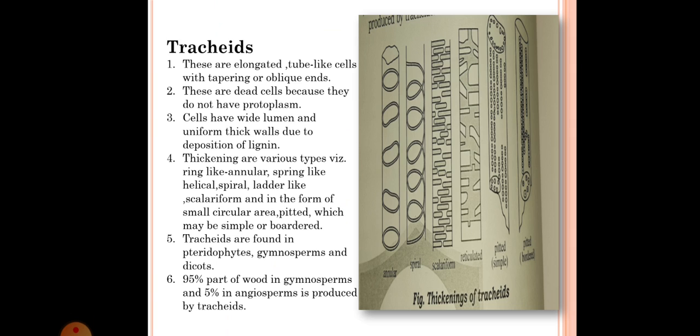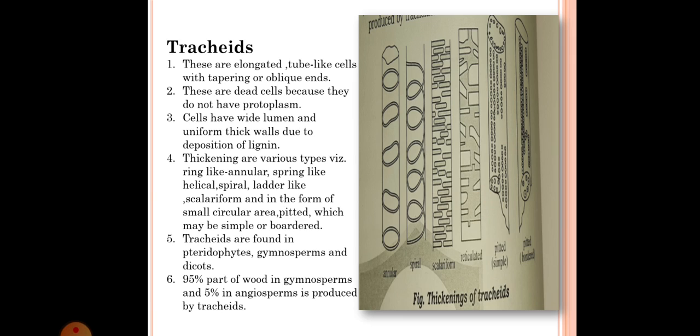Here you can see the thickenings of tracheids, or different types of tracheids in xylem tissues. These are elongated tube-like cells with tapering or oblique ends. These are dead cells because they do not have protoplasm. Cells have wide lumen and uniform thick walls due to deposition of lignin.